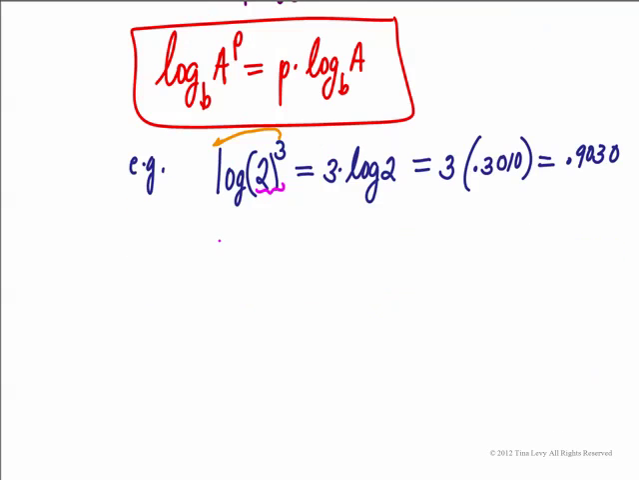But 2 cubed is 8, so I'm looking at log of 8. And when I put log of 8 in the calculator, I get, just to 4 places, 0.9030. So it shows this property works very nicely.